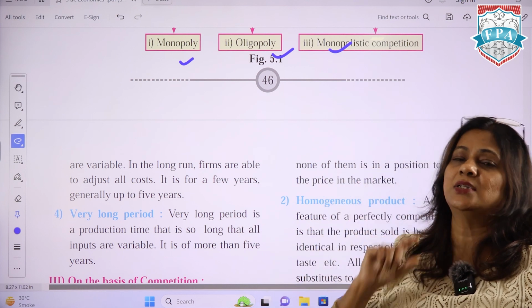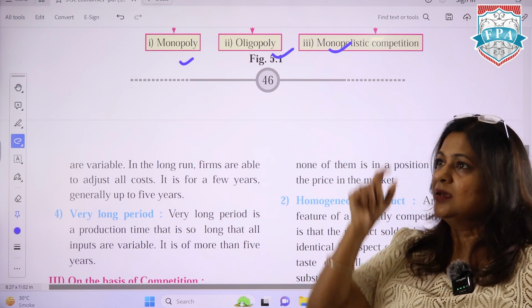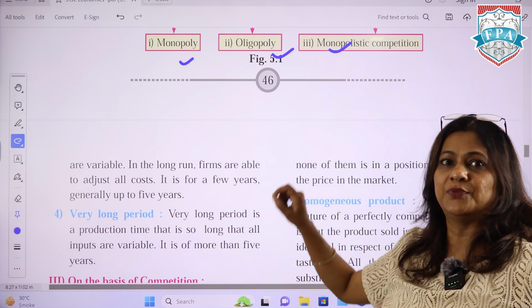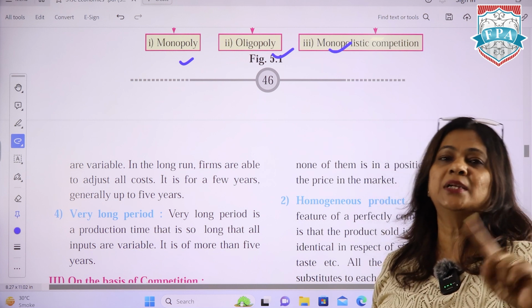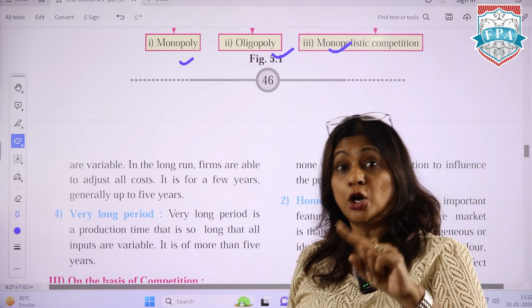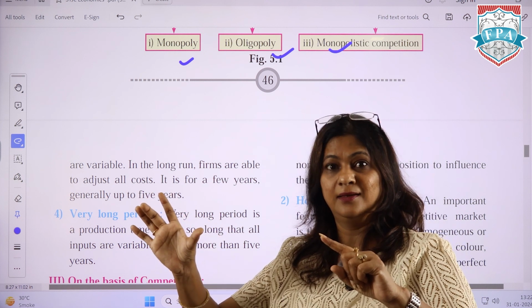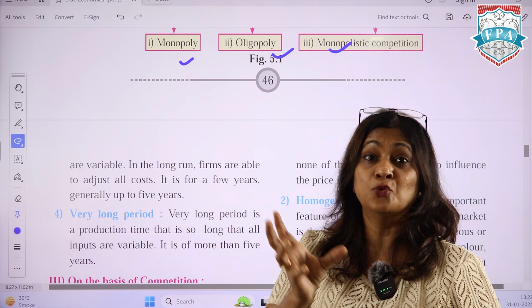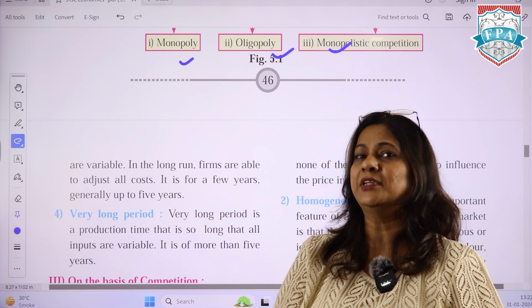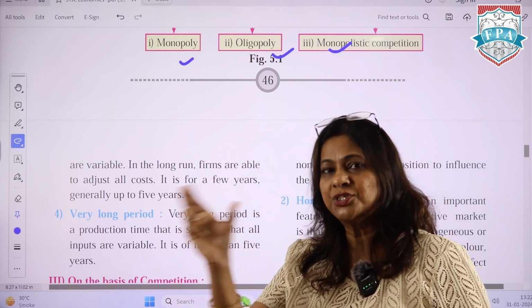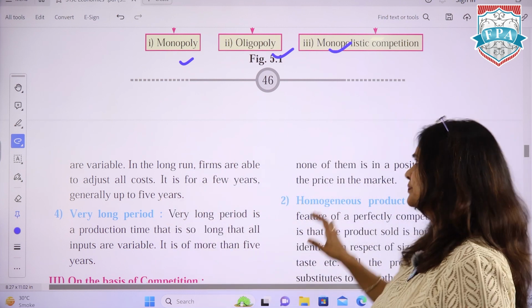This can come in reasoning and assertion: that in short period supply is fixed. No, in very short period supply is fixed. Now the student says, ma'am, I wrote it correctly. Short period can be of 1 year, right? Very short period can be of a day or a week, right? A few hours. In that, you cannot increase your supply. So you need to be very clear. Very short period, supply is fixed, price is determined by the demand.